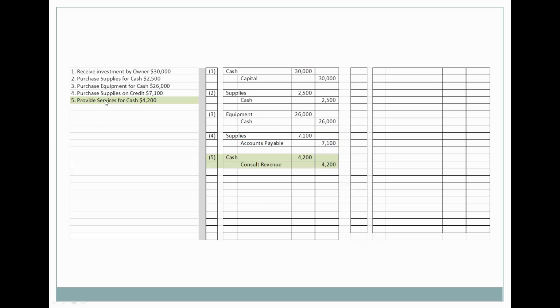Next, we have providing services for a customer, and they pay us in cash, and so our cash is going up. We're going to be debiting cash, and then we're going to be crediting consulting revenue, which increases with the credit.